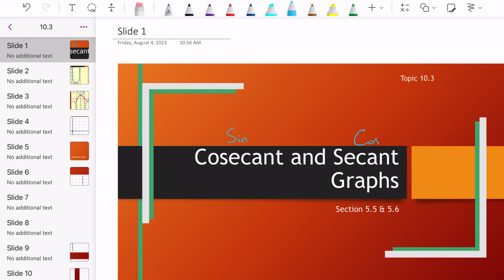If you're still having a difficult time with the sine or cosine trig functions and how to graph them, take a look at the 10.1 or the 10.2 videos that go along with it.